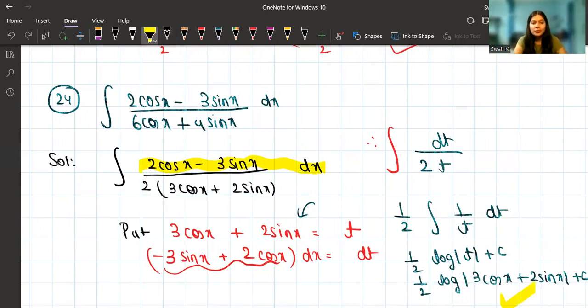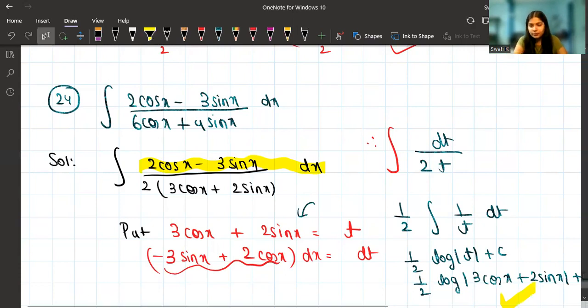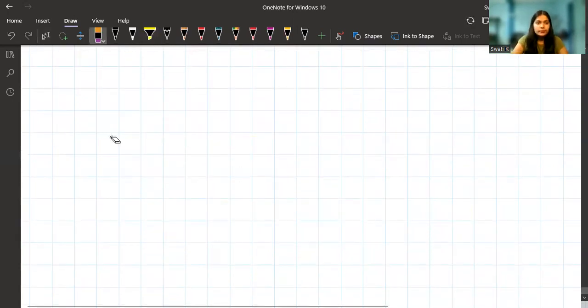We are done with the 24th question. Now it's time to move to the 25th question. So let's do the 25th question now. So let me write down the question first.